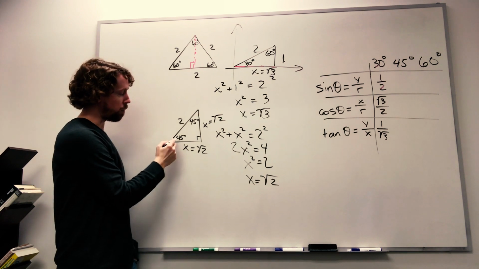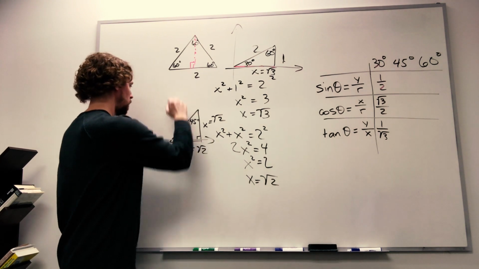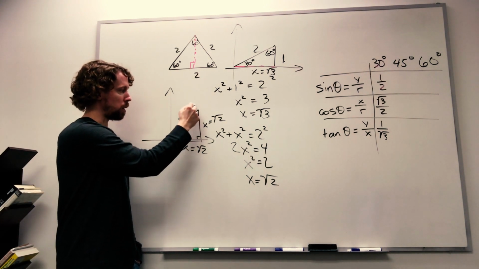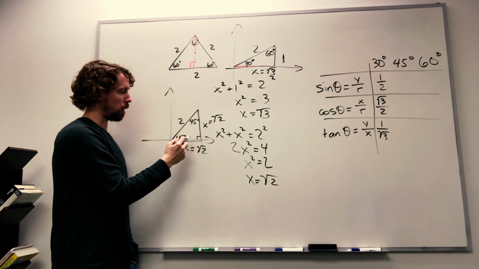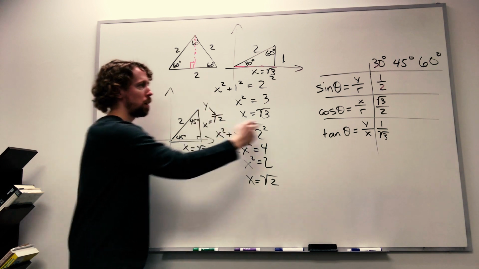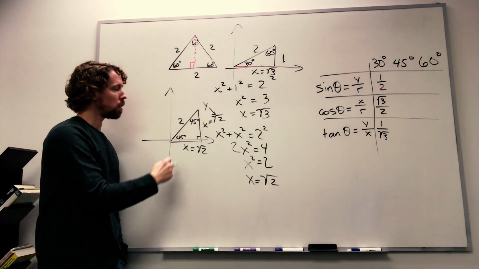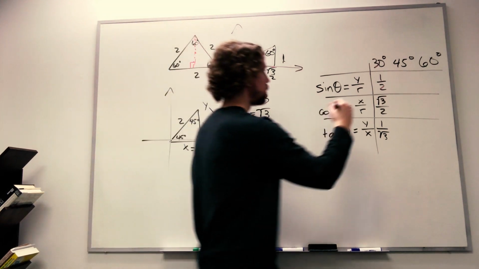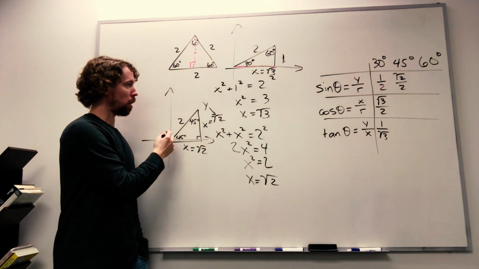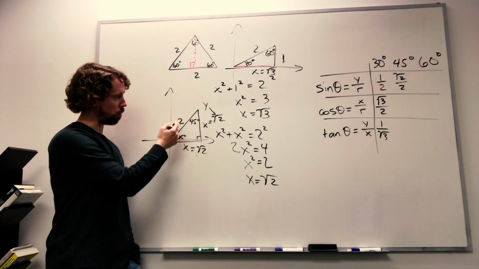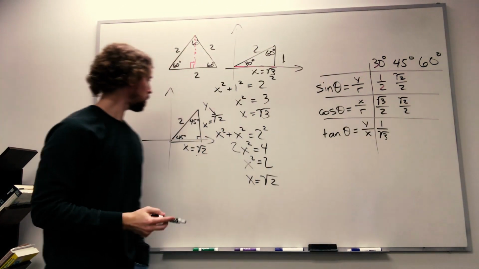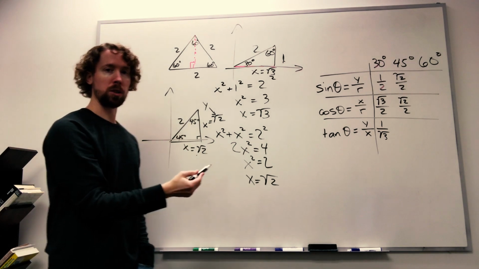So sine of 45 degrees, if I think about this on an xy plane, is y over 2. So this is actually my y in these definitions. Sine will be root 2 over 2. Because of the symmetry of this triangle, cosine is also going to be root 2 over 2. And then tangent is root 2 over root 2, which I'll just write as 1.